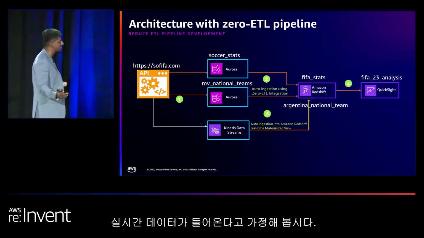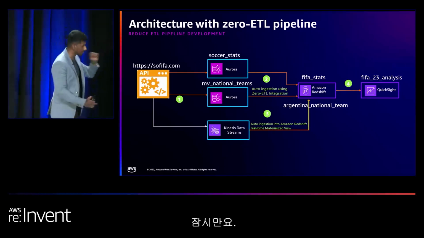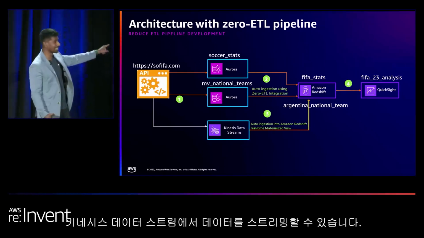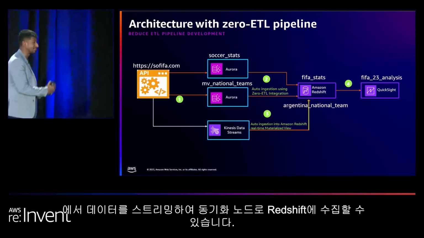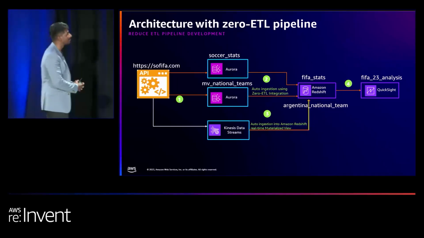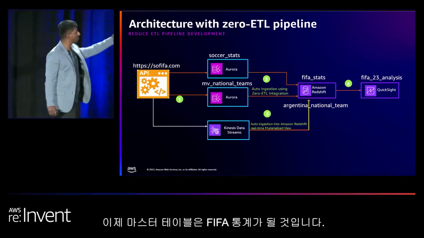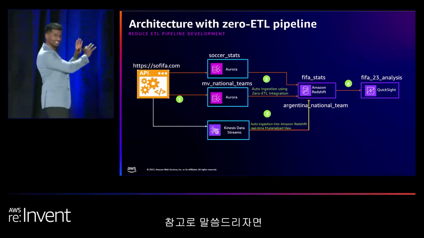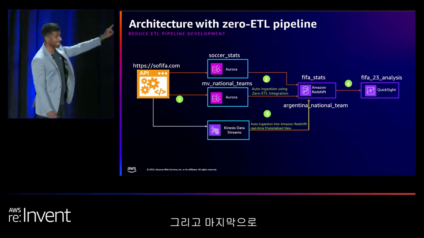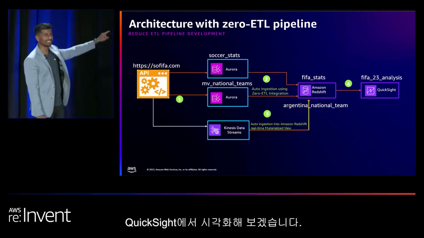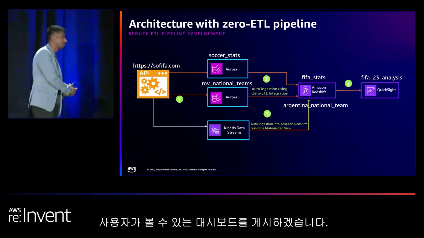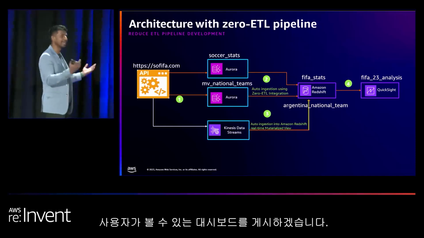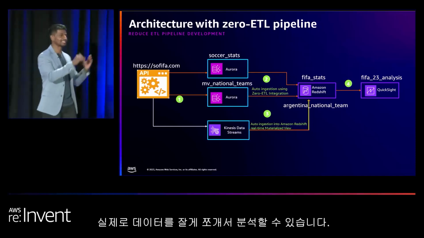Let's say you have real-time data coming in. You can stream data from Kinesis Data Streams and ingest that into Redshift as your sync node as well. Our master table is going to be FIFA stats. You don't have to remember everything because we're going to walk you through the demo, but just to give you a reference. And last but not least, we're going to visualize this in QuickSight. We're going to publish dashboards that users can look at, and with a single click of a button, can slice and dice the data.